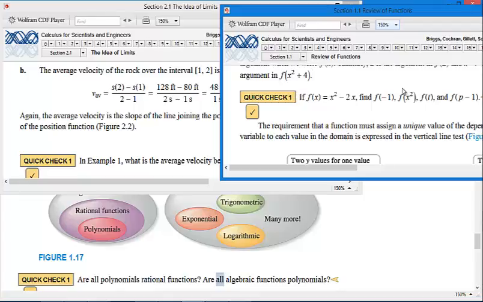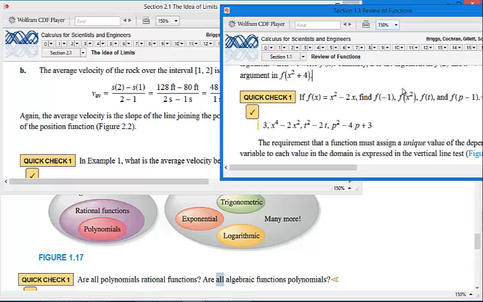Before I do anything else, I'm going to ask, quick check one. Did you guys have any questions? Would you like to see any of the evaluating f of -1, f of x squared, f of t, or f of p minus 1? Yeah. Which one? Can you do the last one?